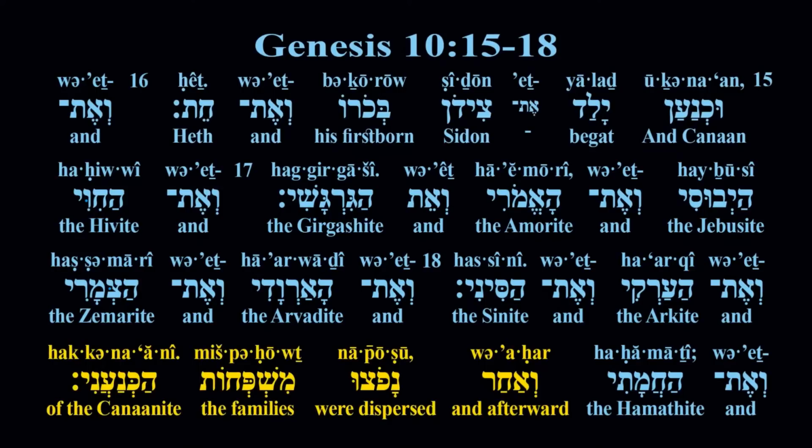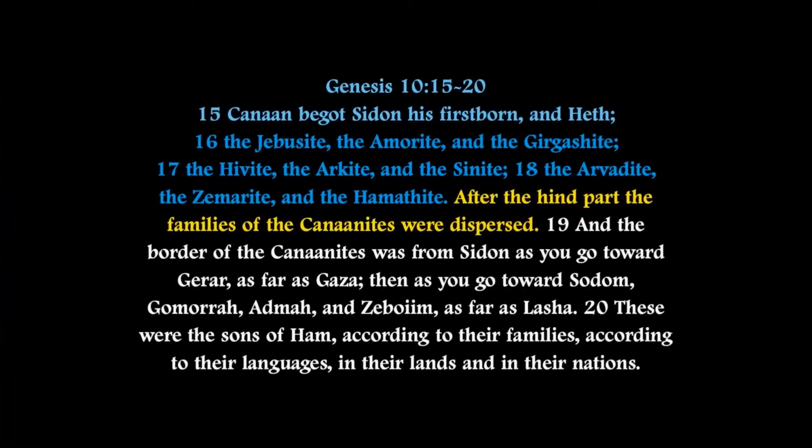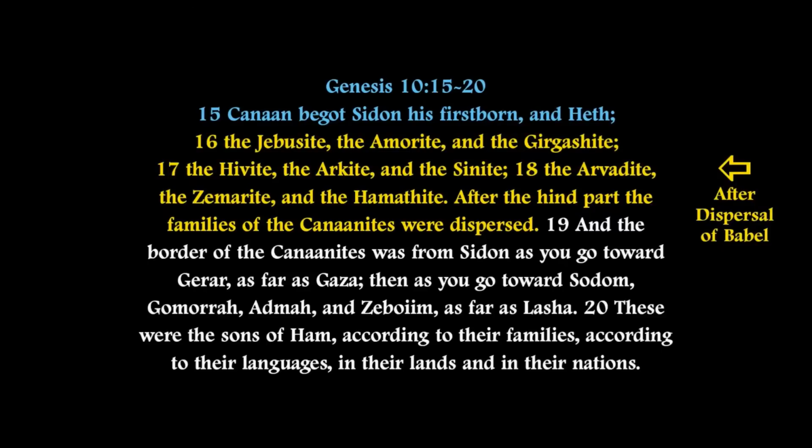That word viahar can also mean afterward, or more literally, the hind part. And napasu means dispersed or scattered in pieces. So now we read in literal English, after the hind part, the families were dispersed of the Canaanites. So this confirms these last 9 names are another marking they came after the dispersal of Babel.